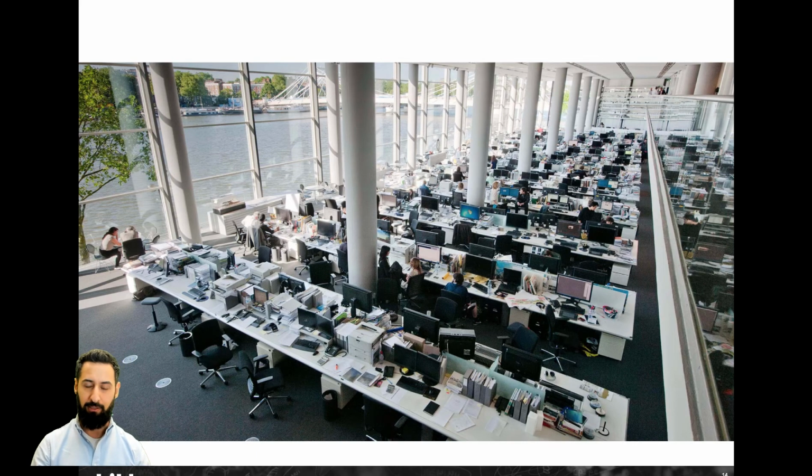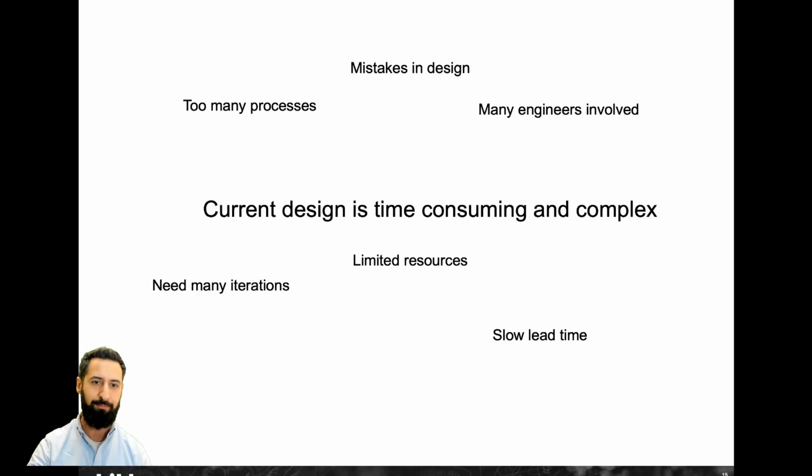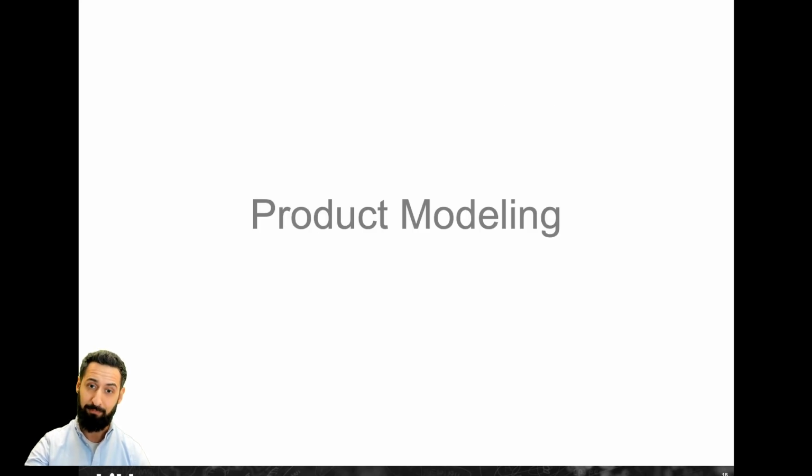So why is that? Because, well, really nothing has changed. So instead of a lot of drawing boards, we have a lot of computers. Everything is digital, but everything is still quite repetitive. That is the problem. So we have a lot of engineers involved in the design. It's very time-consuming and complex. It needs many iterations. The lead times are really slow. There are too many processes going on in parallel. And then we have a lot of mistakes as well.